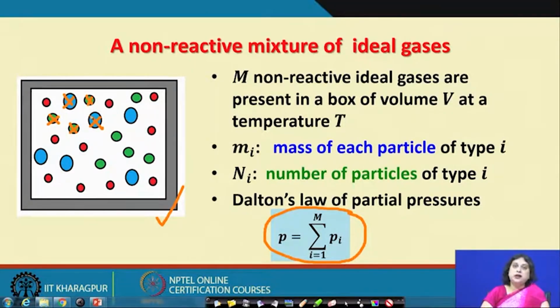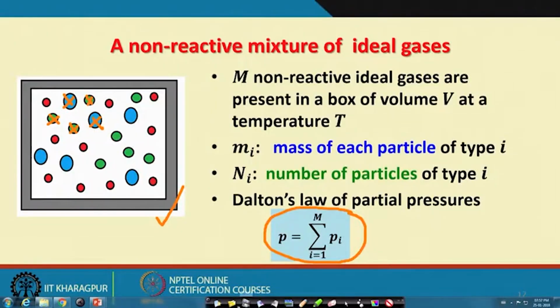So, if I could get these partial pressures P1, P2, P3 etc. under identical conditions of constant temperature, then I would say that the total pressure of this ideal gas mixture is going to be equal to a sum of their partial pressures.